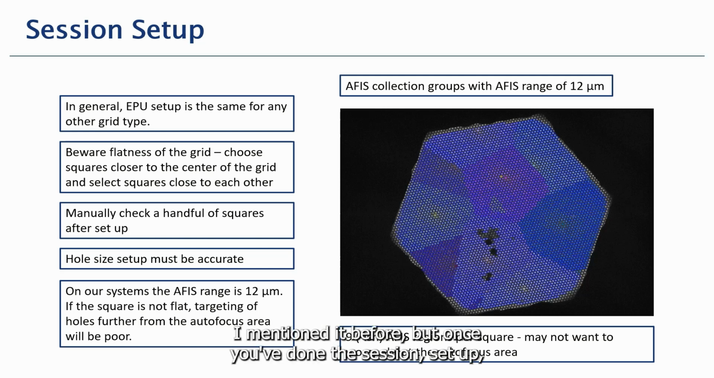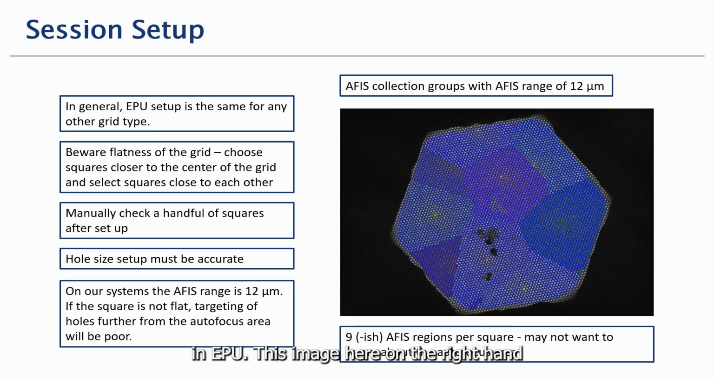I mentioned it before, but once you've done the session setup, manually check the eccentric height on a few grid squares to check that everything's as it should be. When you do the hole size calibration, when you're doing the hole selection, just make sure that that circle is as accurate as it can be, and then you shouldn't have any troubles with the software finding the holes. Again, we find that that usually works pretty well in EPU.